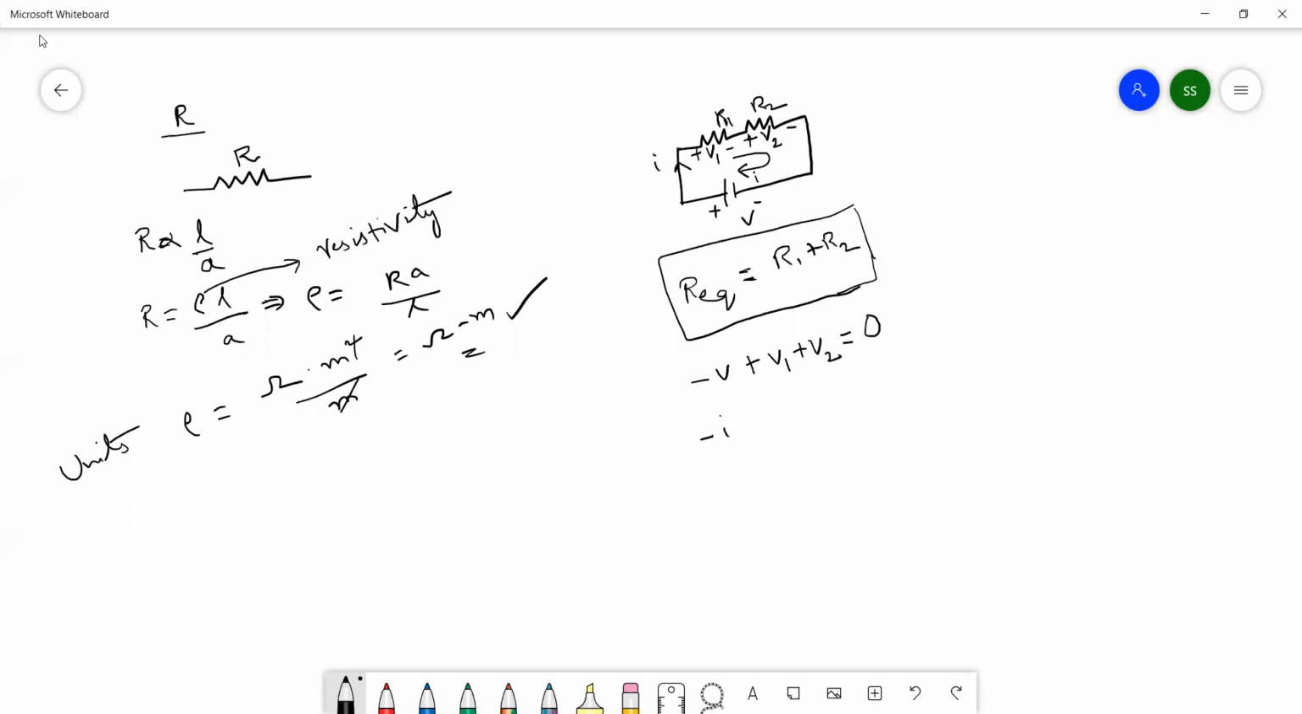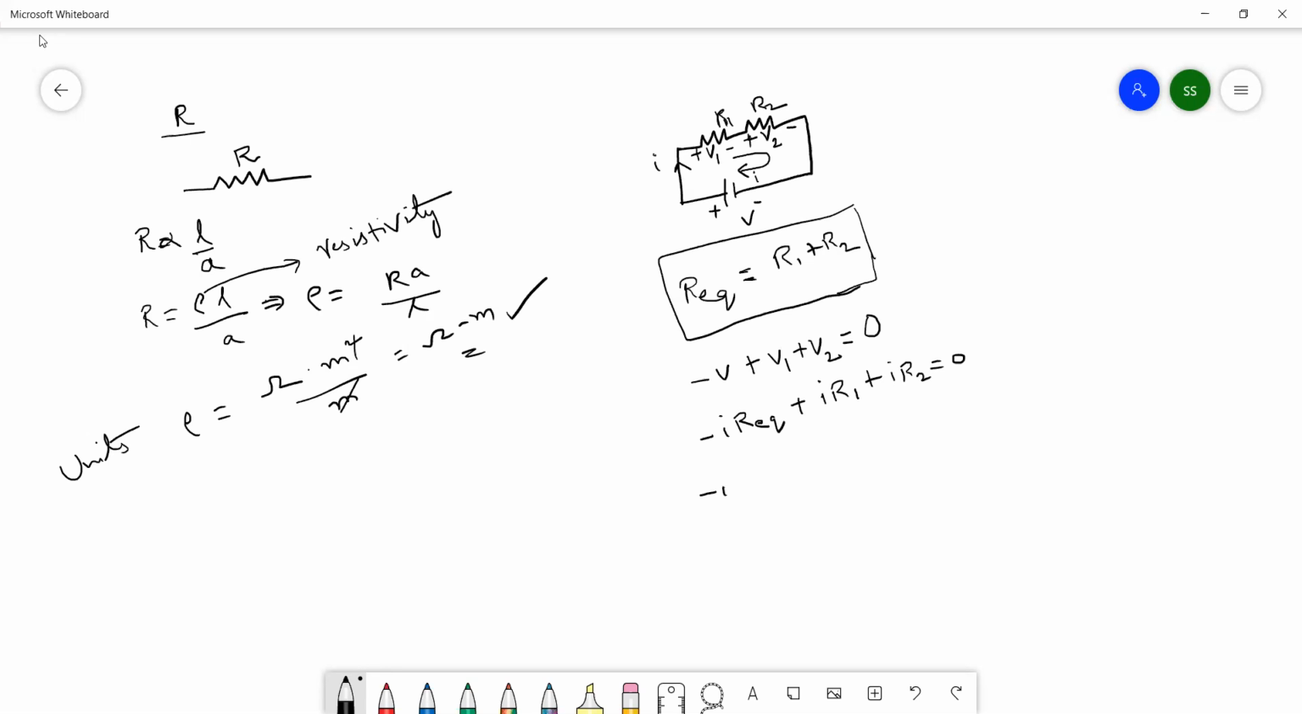So minus I into your total resistance R equivalent, plus V1. V1 is I into R1. You need to apply your Ohm's law. I R1, plus I R2. Now I is common, and it equals 0.